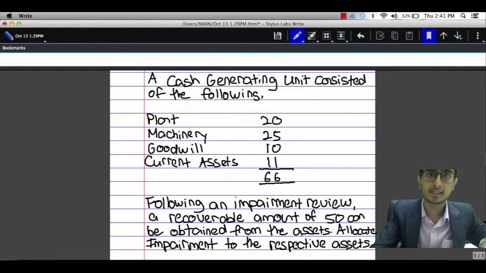Now, let's see this example. A cash generating unit consisted of the following. Remember, cash generating unit means it's a group of assets. You see, now we do not only have one asset, but we have 4 different assets. We have a plant of 20, machinery 25, goodwill of 10, and current assets of 11. Our total assets will be 66. Now, following an impairment review, a recoverable amount of 50 can be obtained from the assets. Allocate impairment to their respective assets.